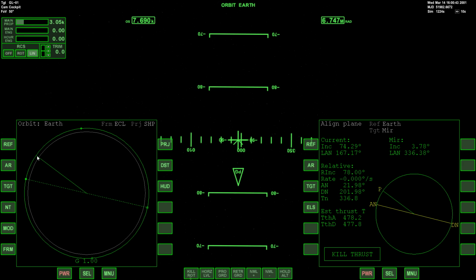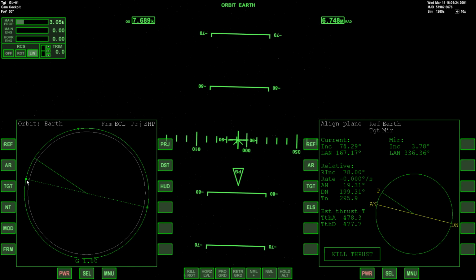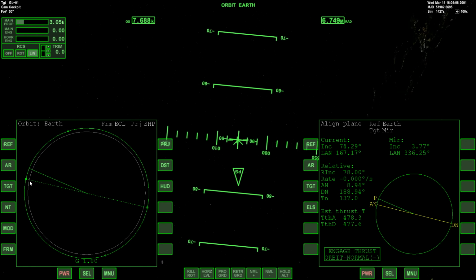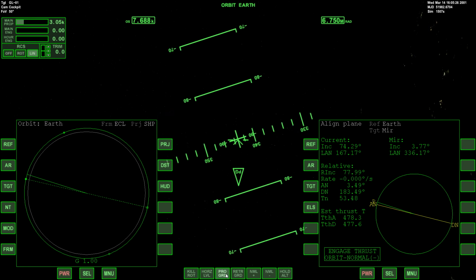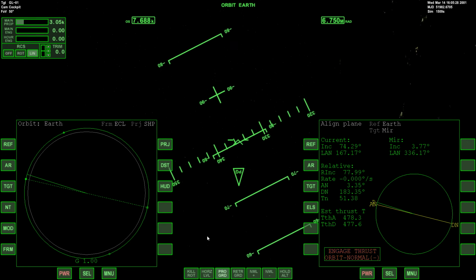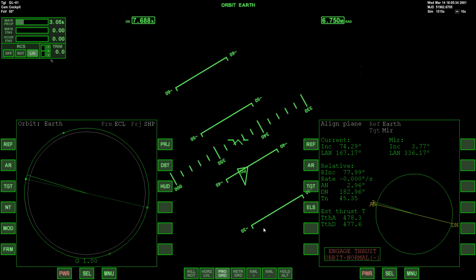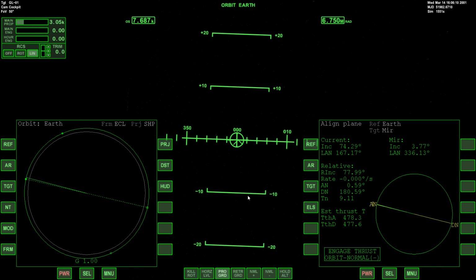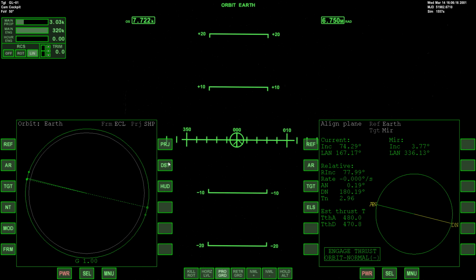So here we are. I'm going to coast around to this node here, which is the ascending node. In this case, I could coast around to either one of them. It really doesn't matter because we are in a circular orbit. Let me just coast over here, and I'm going to face prograde. So, okay, we're facing prograde. We're pretty much over the node. For demonstration purposes, now I'm just going to burn my main engines.